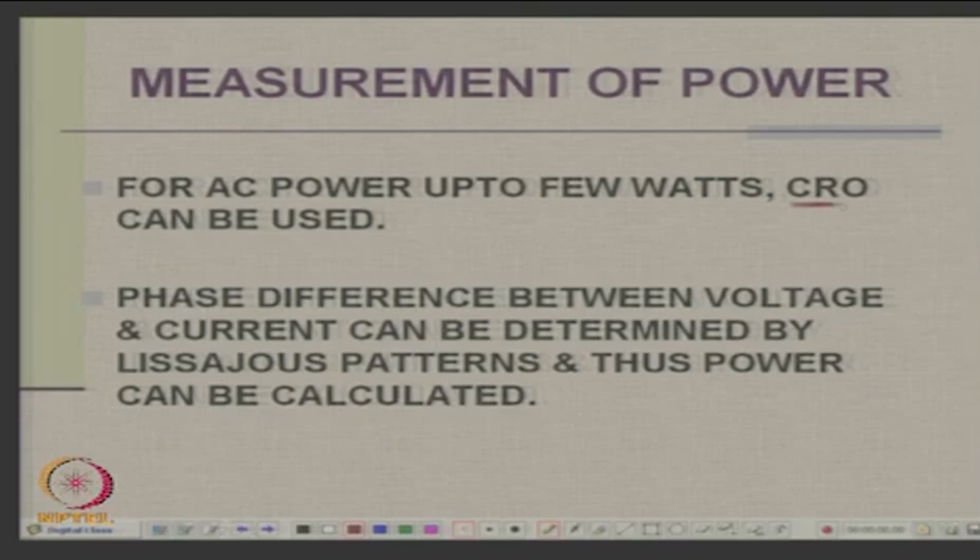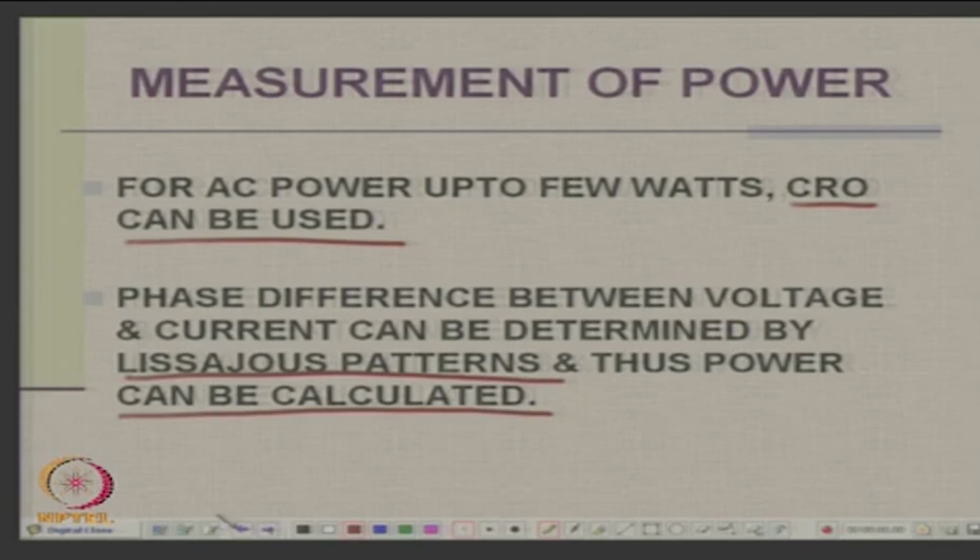Of course, sometimes you can use the CRO for phase measurements, because you can use the Lissajous figures to find the phase angle between the voltage and current. But nowadays perhaps you can do a lot of soft computing.